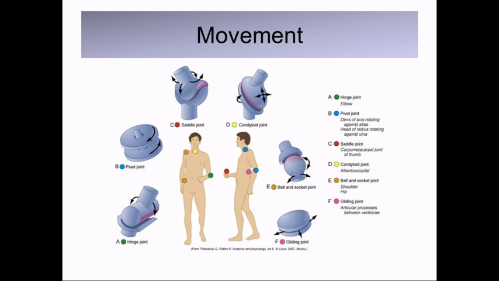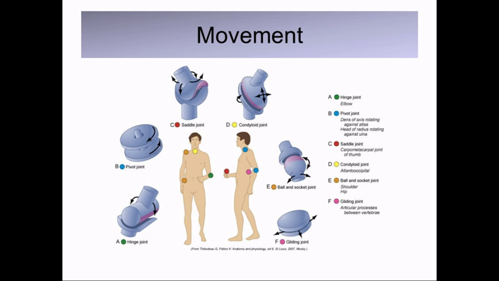Pivot joints have a bony protuberance and an open collar component. The first and second vertebra of the neck is an example. It allows for rotation.